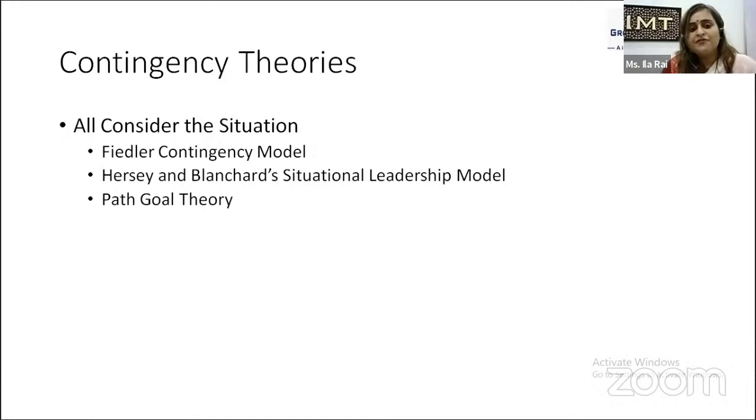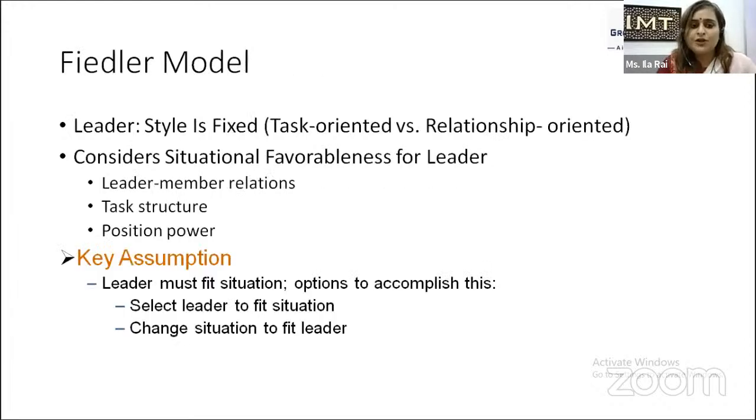So there are three different models under contingency theory. First is Fiedler contingency theory. Second is Hersey and Blanchard situational leadership model. And third is path goal theory. We will discuss this in detail in the coming slides. Let us start with the Fiedler model.